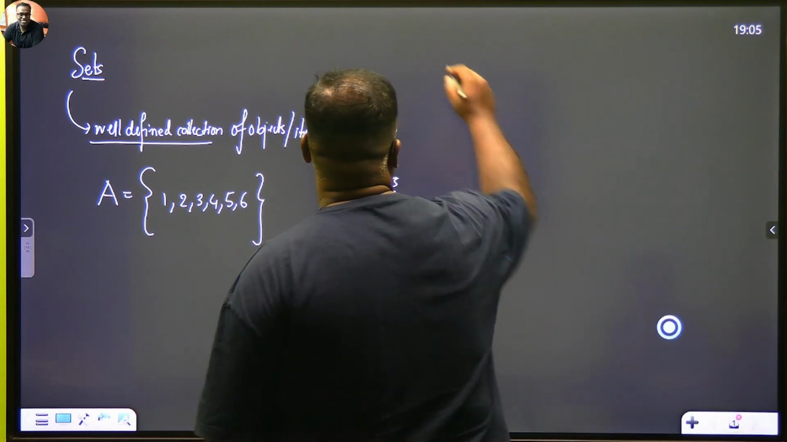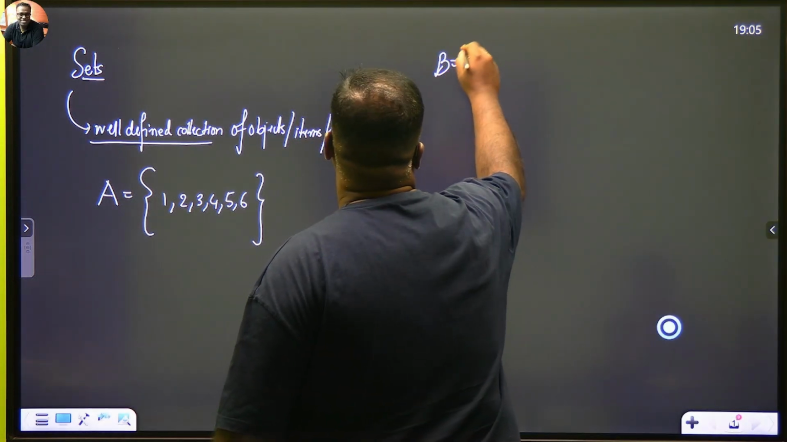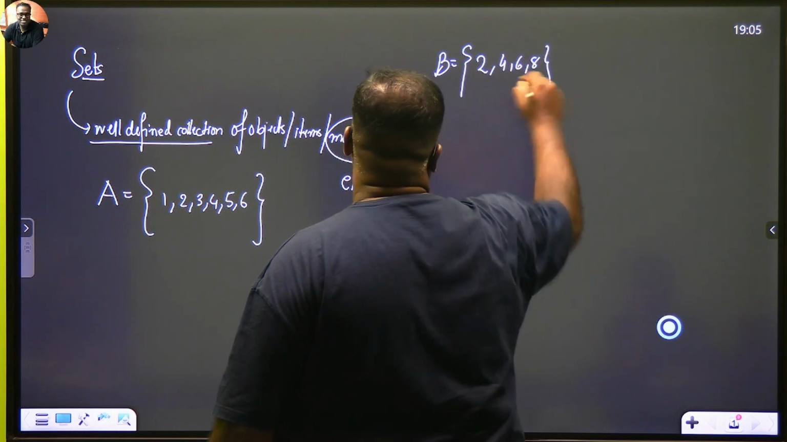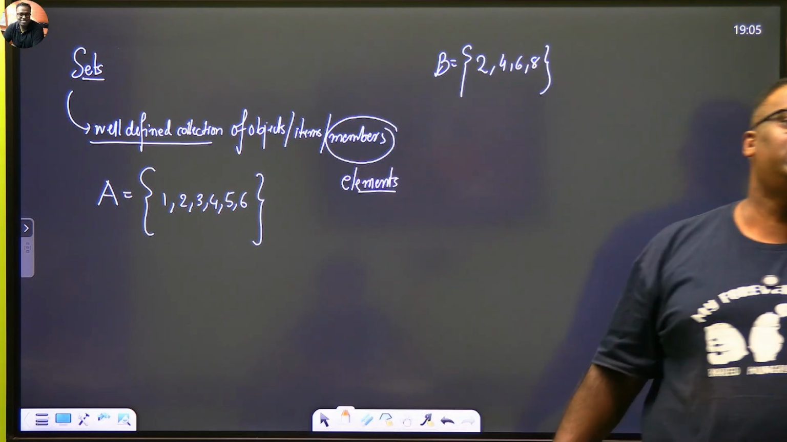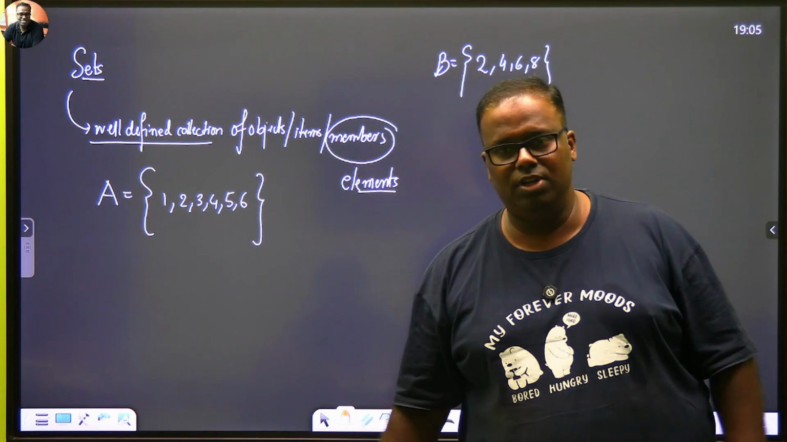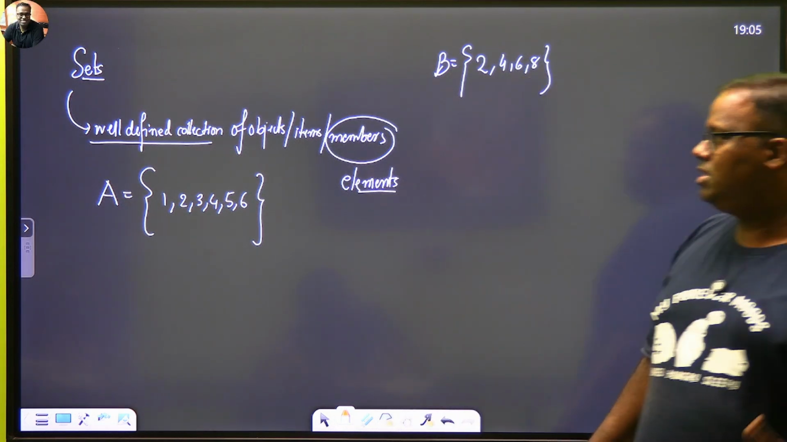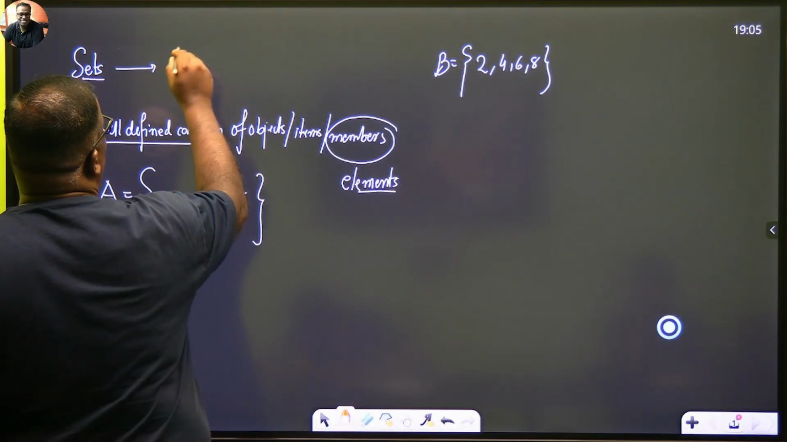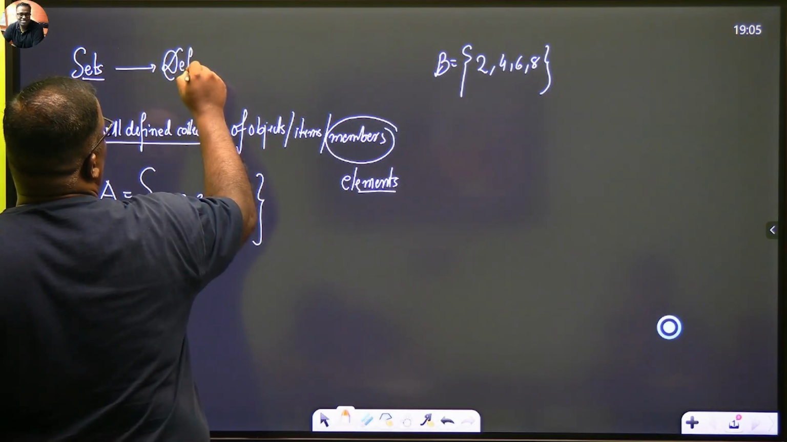Can I also say that I have a set B, and B is the set of 2, 4, 6, 8. It is the set of first 4 even numbers. First 4 even numbers, right? So when we start talking about sets, our job will be: how do you define this set? How do you define this set?